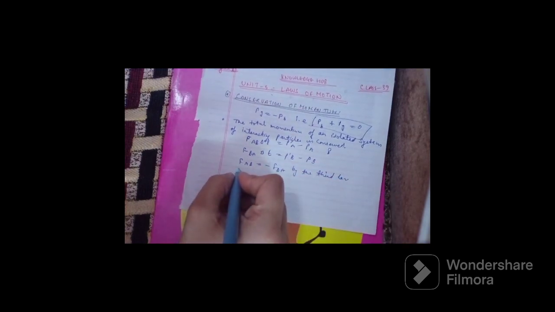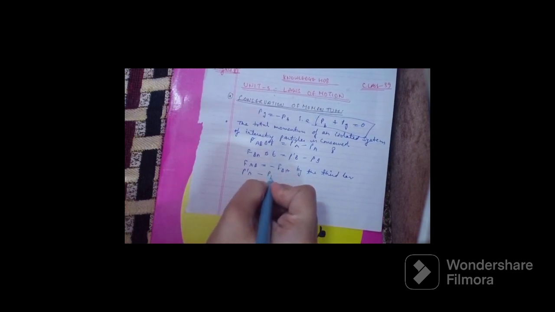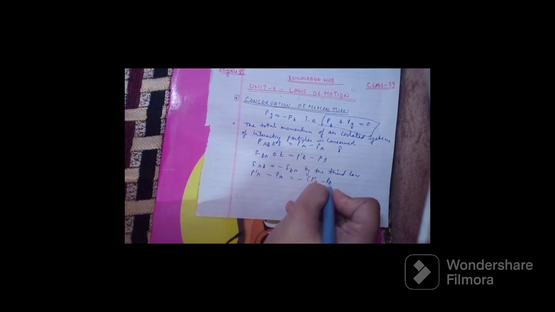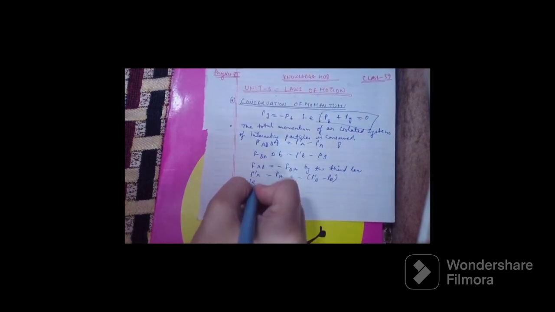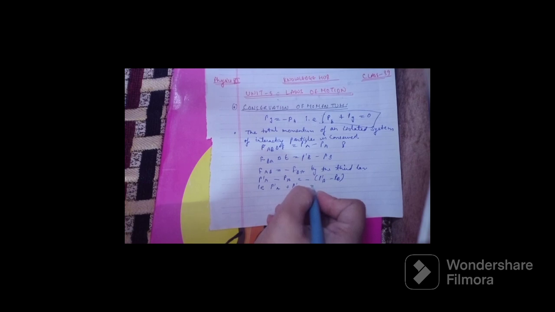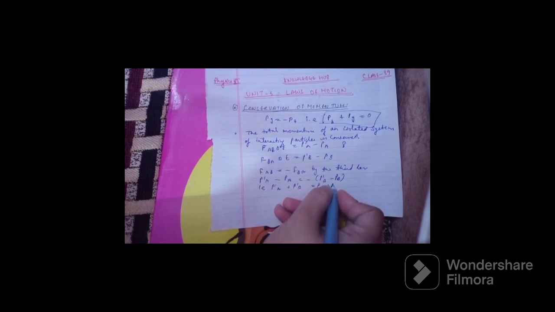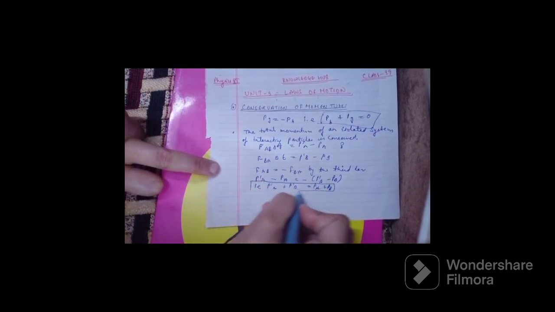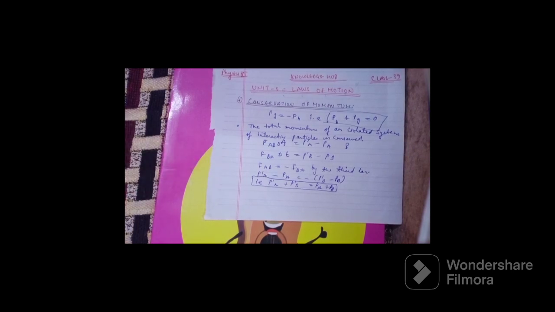So P dash A minus PA plus P dash B minus PB equals 0, that is P dash A plus P dash B equals PA plus PB. This shows that the total final momentum of the isolated system is equal to its initial momentum, and notice that this is true whether the collision is elastic or inelastic.